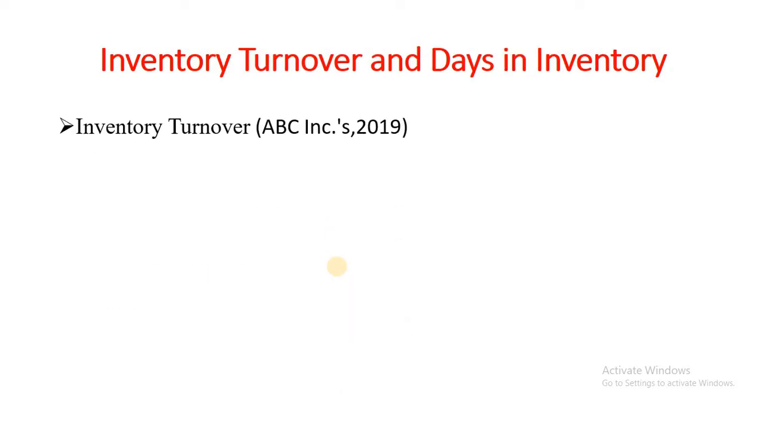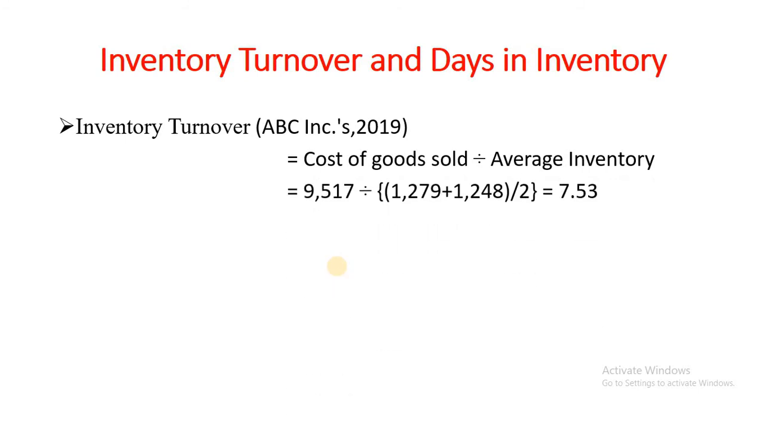Let's look at the inventory turnover ratio and days in inventory of ABC Incorporation. In 2019, ABC Incorporation's inventory turnover ratio was 7.53 times. That means the result indicates ABC Incorporation's inventories are sold and restocked 7.53 times in a year.